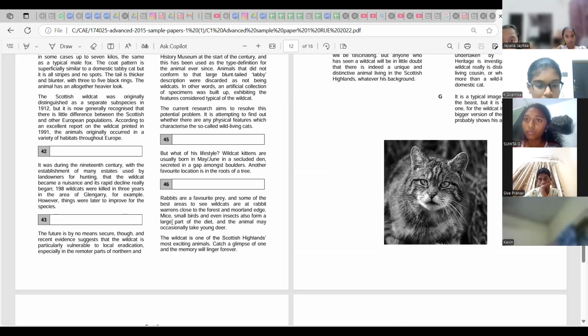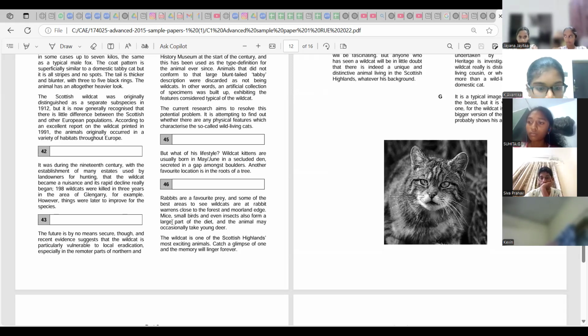They are talking about the food, right? They are talking about the birth prior to 46. After 46, they are talking about food. Keep reading, Avantika. The wildcat is one of the Scottish Highlands' most exciting animals. Catch a glimpse of one, and the memory will linger forever. Beautifully poetic, what a lyrical end to this piece.